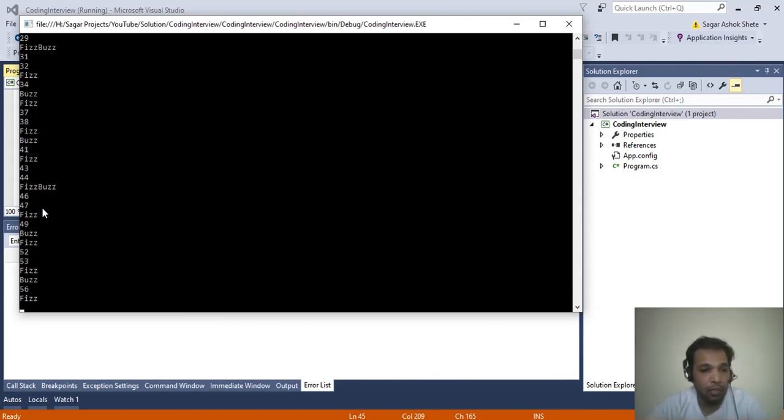If we move on to the second one, it's again 89 and 90 FizzBuzz. Since 99 is divisible by 3, it just prints Fizz, and 100 is divisible by 5, it prints Buzz.